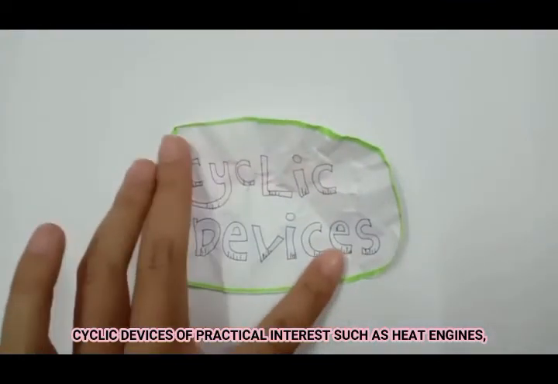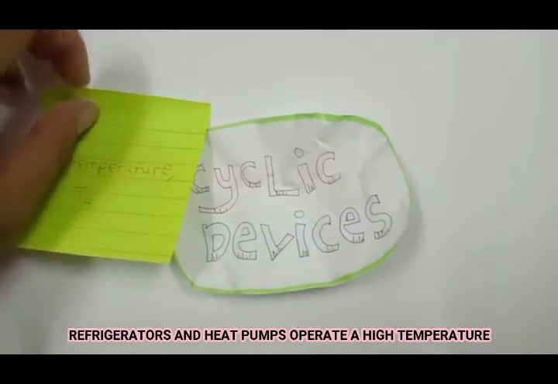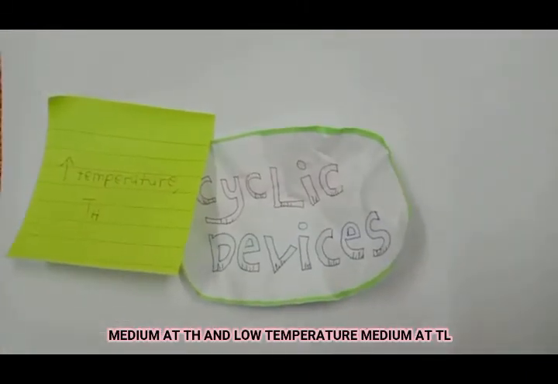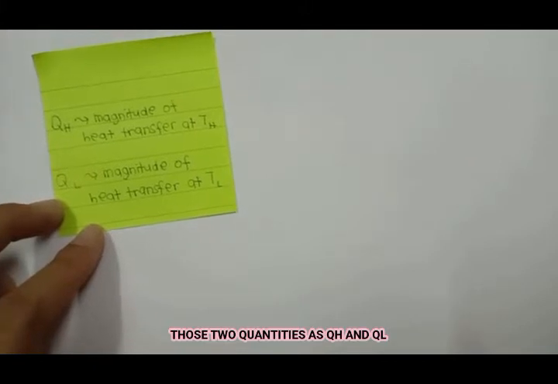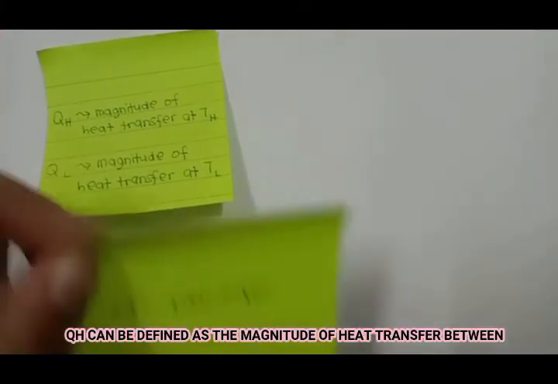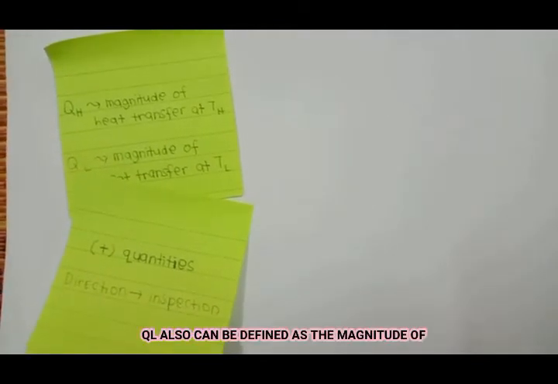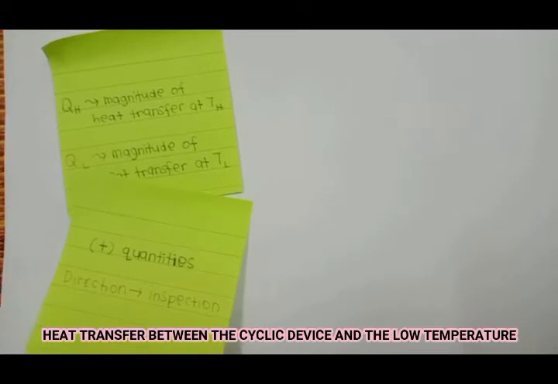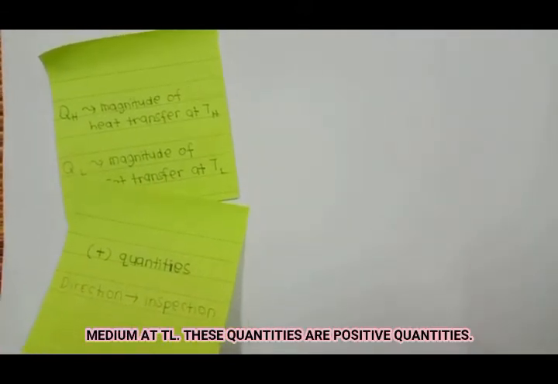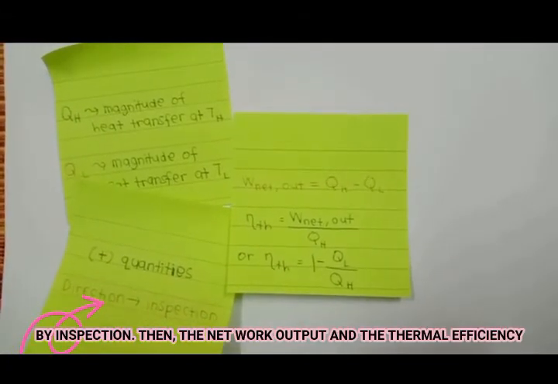Cyclic devices of practical interest such as heat engines, refrigerators, and heat pumps operate between a high temperature medium at TH and a low temperature medium at TL. To bring uniformity to the treatment of these devices, we define two quantities, QH and QL. QH is defined as the magnitude of heat transfer between the cyclic device and the high temperature medium at TH. QL is defined as the magnitude of heat transfer between the cyclic device and the low temperature medium at TL. These quantities are positive quantities. The direction of QH and QL is determined by inspection.